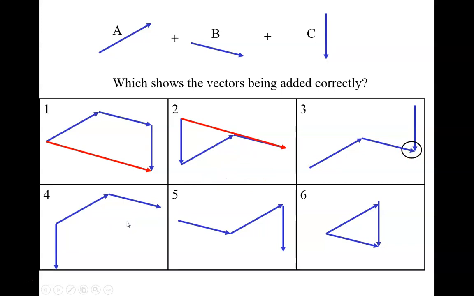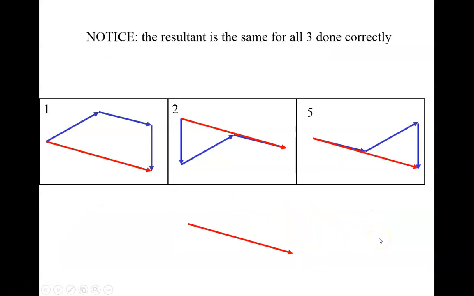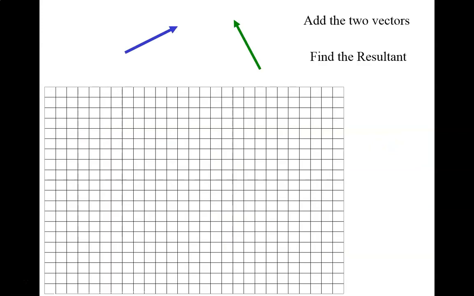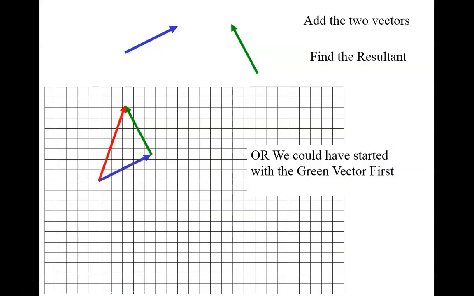Let's look at box 4. Did I add my vectors properly here? I did not. What about box 5? I did. And box 6, I did not, because I have tail to tail and tip to tip. Again, notice the resultant for each one of these is identical. Anytime I add them properly, the resultant will be identical.